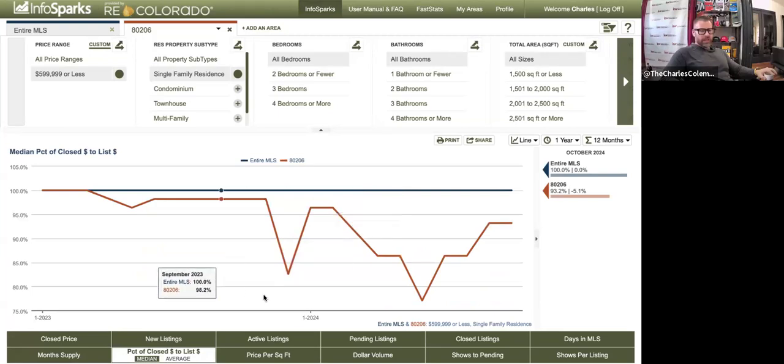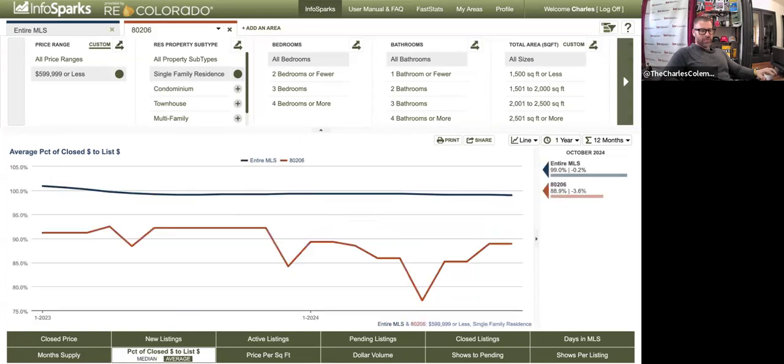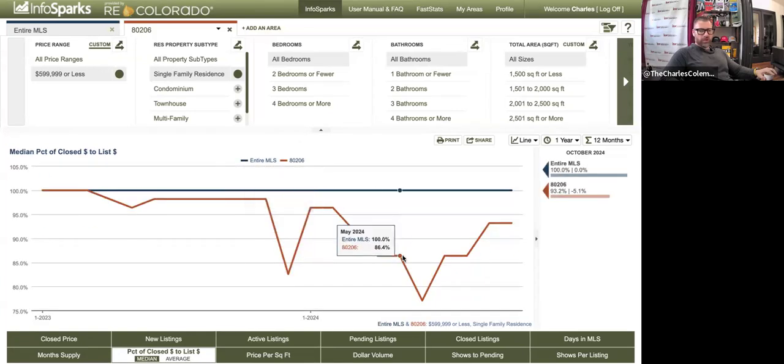Yeah, absolutely. I think we can also go through and look at this as well. If we're sitting down at the dining room table and having the conversation with these consumers, we can look through here at the percentage of closed dollars to the list price. We can see here's our median versus our average. And we can have a conversation with these consumers about the pitfalls of overpricing the house, right?